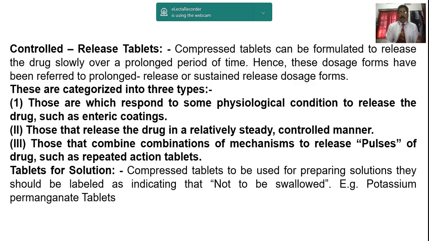When a drug is released in acidic pH, sometimes it will deteriorate. Sometimes a drug will destroy your stomach mucosa also. That can be prevented by coating some material such that it will not get deteriorated, it will not get released in the stomach, and it will only be released in the intestine. This is also one type of delay. So the physiological conditions release the drug from one area to another area in the GIT. And the next one, those that release the drug relatively steadily and in a controlled manner.